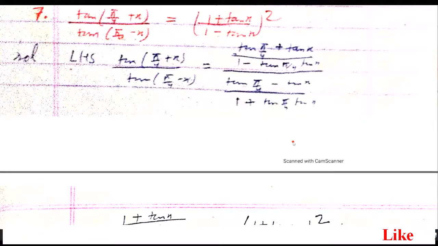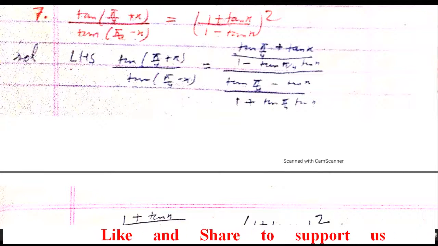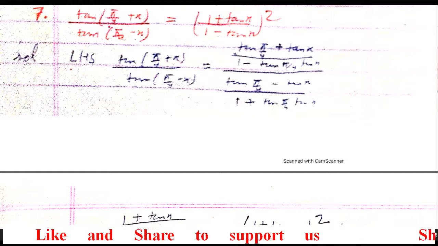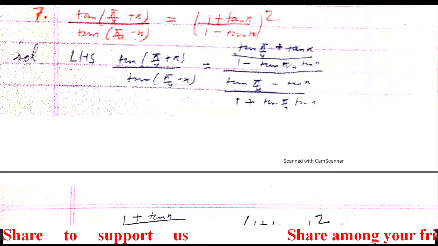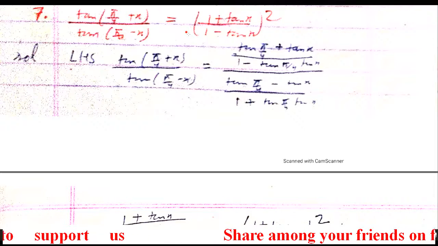Hello everyone, I am going to explain some questions from exercise 3.3 from class 11. So we will start today from question number 7. Question number 7 is tan(π/4 + x) upon tan(π/4 - x) is equal to (1 + tan x upon 1 - tan x) whole square. So this relation we have to prove here.